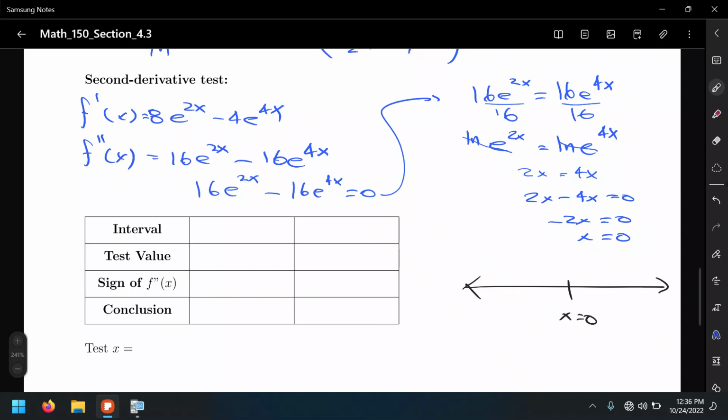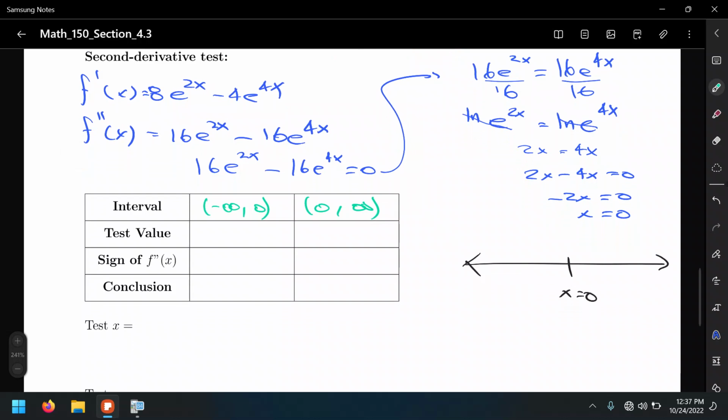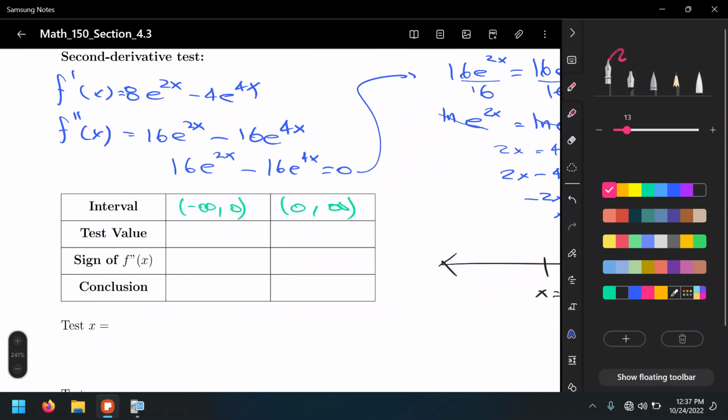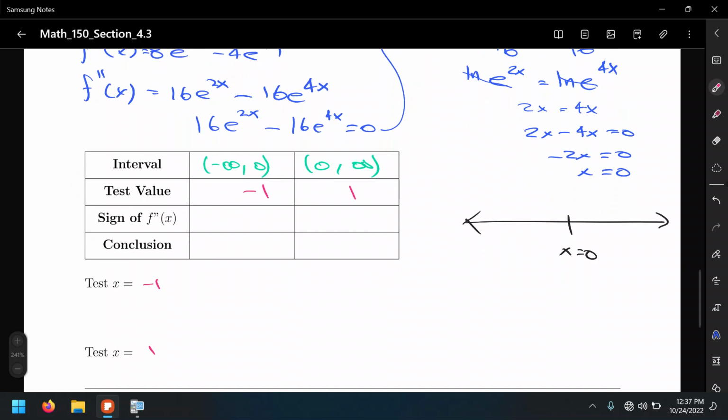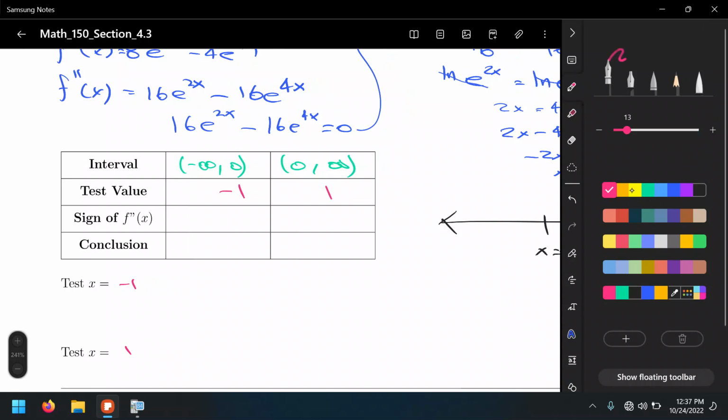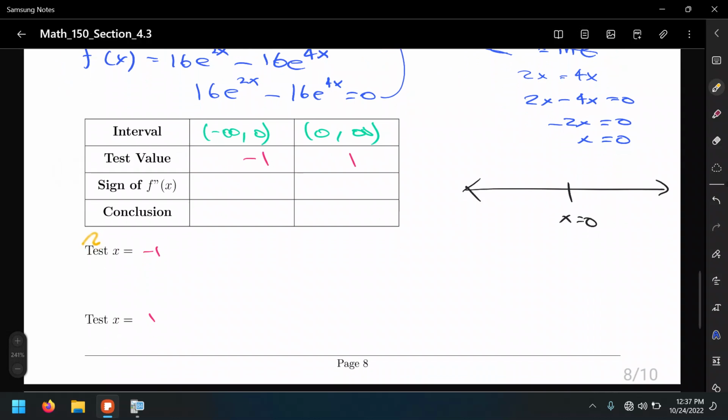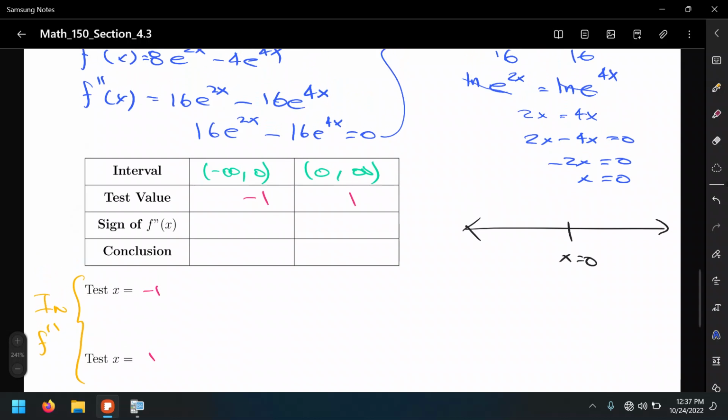That's going to give rise to two intervals to test. And again, those intervals are going to be negative infinity to 0, 0 to infinity. And let's choose test values. And well, we already looked at these values, so that's negative 1 and 1. And let's test them. So we are going to test this again in the second derivative, f double prime.